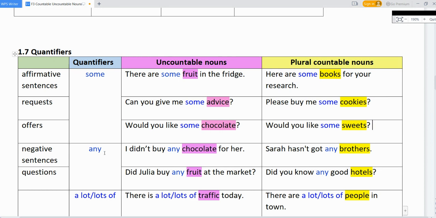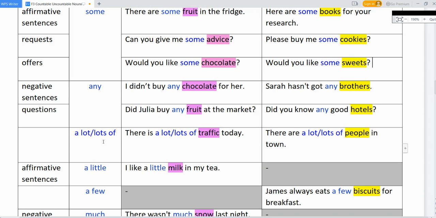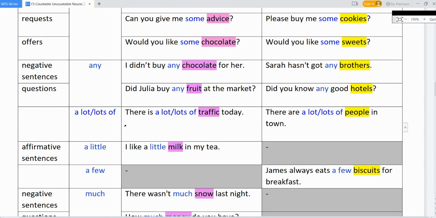Okay, any can be used with both uncountable nouns and plural countable nouns. Okay, for example, in negative sentences, ayat negatif yang ada not. Okay, I didn't buy any chocolate for her. Okay, Sarah has not got any brothers. Okay, we also use any if you want to ask questions. Okay, did Julia buy any fruit at the market? Okay, soalan. Did you know any good hotels in Taipei? Okay, good.